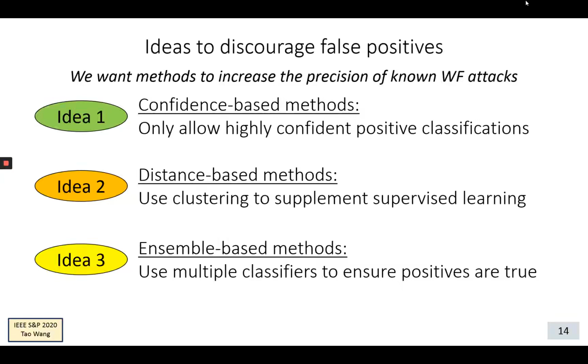And we're going to use methods to increase the precision of known website fingerprinting attacks rather than come up with our own, because we want to show that this is possible. We can always do this for known attacks. The first idea is we're going to measure the confidence of all the classifiers and only accept highly confident positive classifications. The second idea is we're going to use clustering to supplement our supervised learning methods. And the third idea is we're going to use multiple classifiers to ensure that our positives are truly correct. So let's look at each of those ideas in turn.